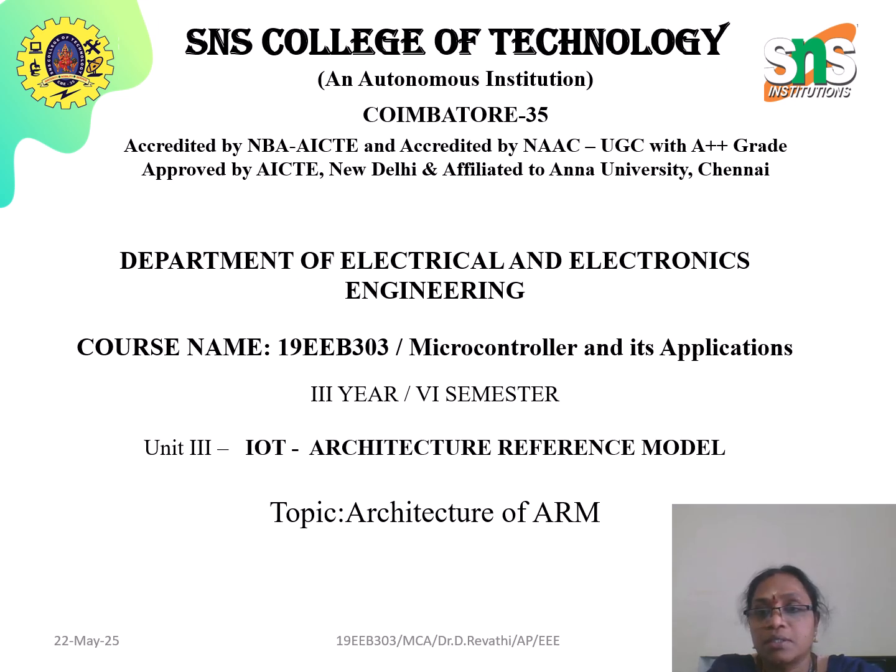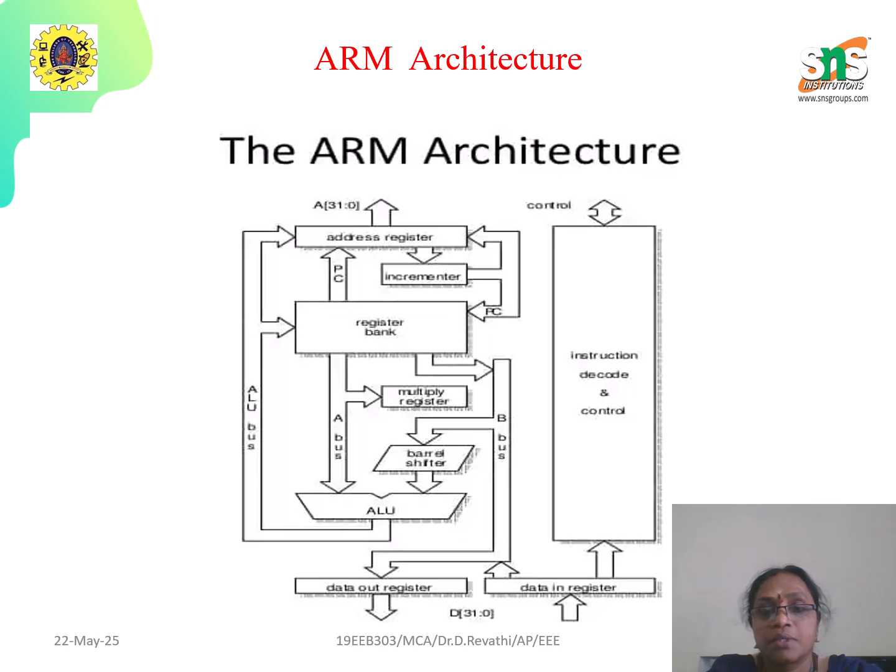So let's see the architecture of the ARM processor. It consists of several blocks. Normally, the blocks show the operations of the instruction, the arrow marks mention the flow of data, and the lines mention the buses. It consists of A bus and B bus. Here you see the buses: the B bus, the A bus, and other buses as well. There is also the ALU bus. The ALU buses are connected from the ALU to the register bank and address registers.